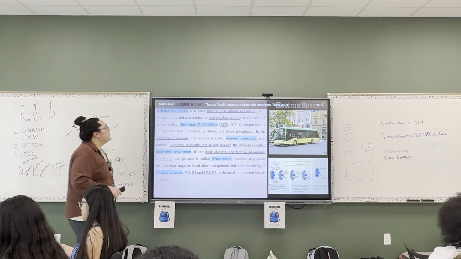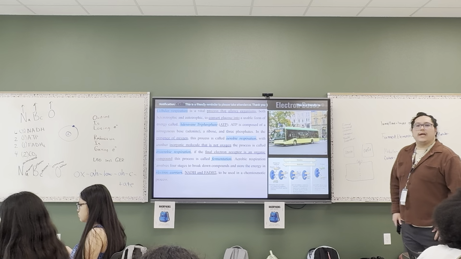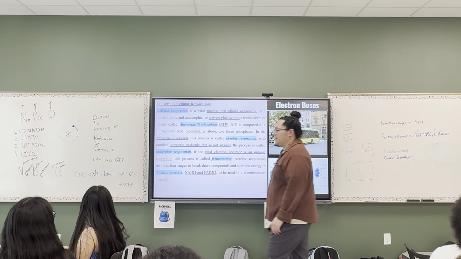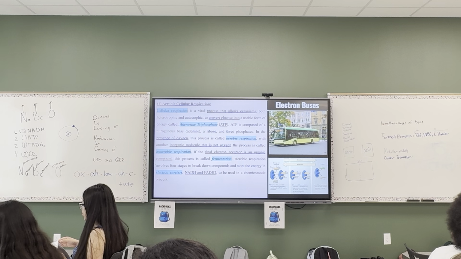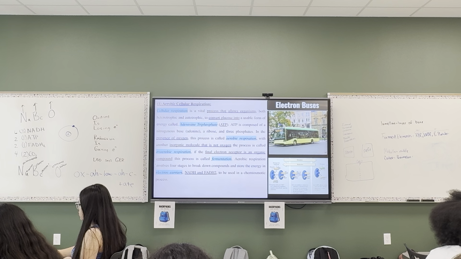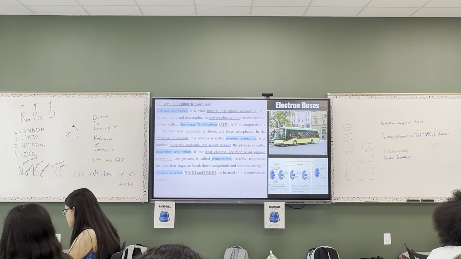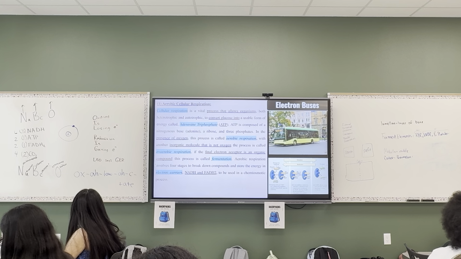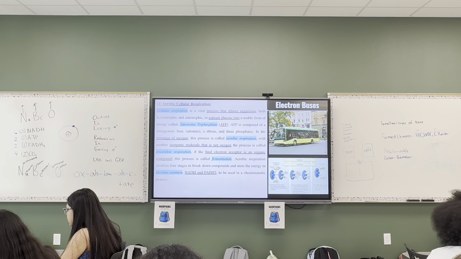So aerobic cellular respiration. So if you would go ahead and read it for me, please. Actually, I'll read the first sentence. Cellular respiration is the vital process that allows organisms, both heterotrophic and autotrophic, to convert glucose into a usable form of energy called adenosine triphosphate, or ATP.